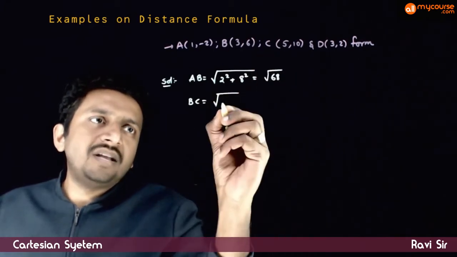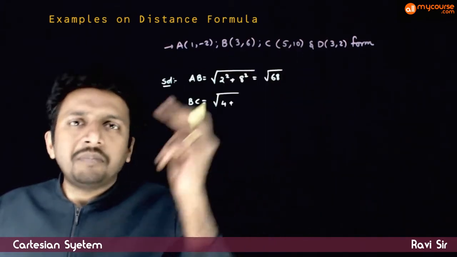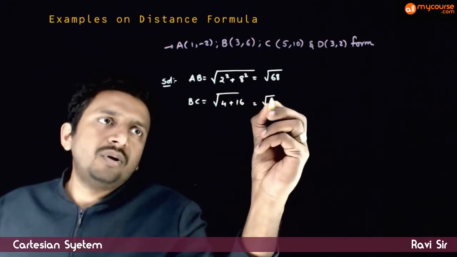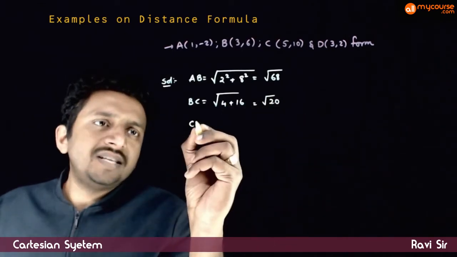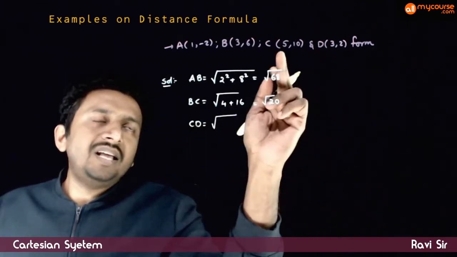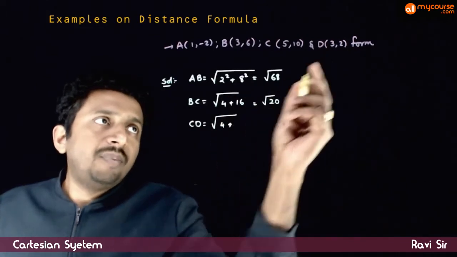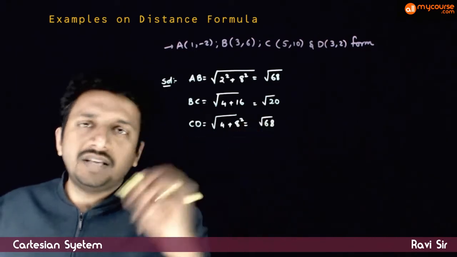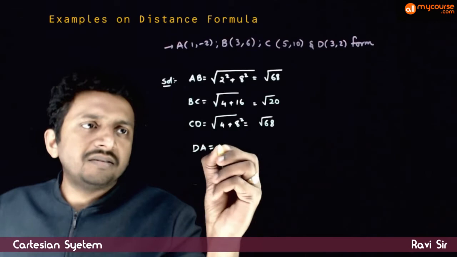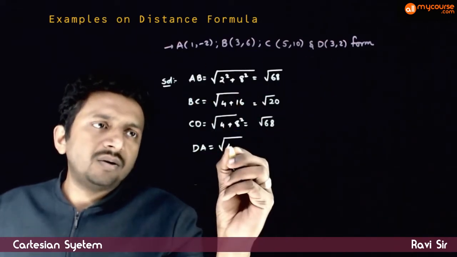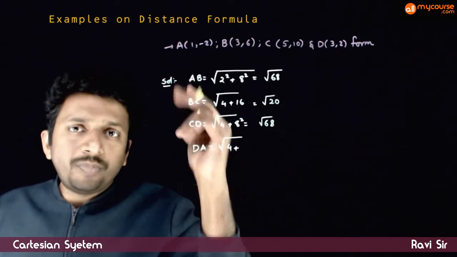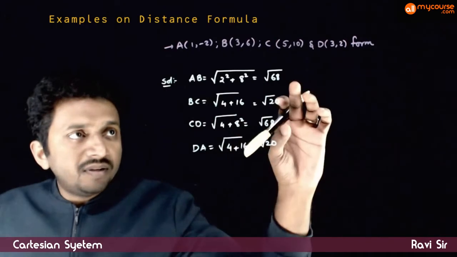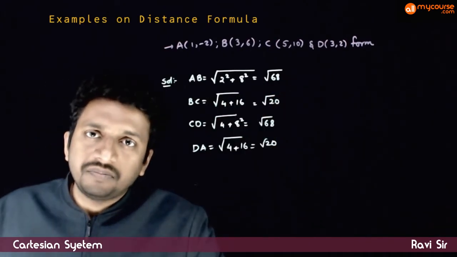Root of (5 minus 3) whole square plus (4 plus 10 minus 6) whole square, 16. That is equal to root of 20. What is CD? Root of (3 minus 5) whole square plus (2 minus 10) whole square, that is 8 square, again root of 68. What is DA? Root of (3 minus 1) whole square plus (2 plus 2) whole square is equal to root 20. For now, the pairs of opposite sides are equal.